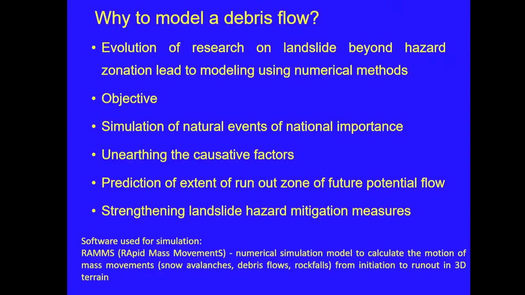Now why model a flow? The evolution of research in landslides has gone beyond hazard zonation. Hazard zonation is something we have just learned, but what lies beyond that? My hazard map is with me, but as I told you, my house cannot be shifted. So somehow a mechanism has to be brought up so that the risk of damage is reduced in a substantial way. That is what leads to modeling.